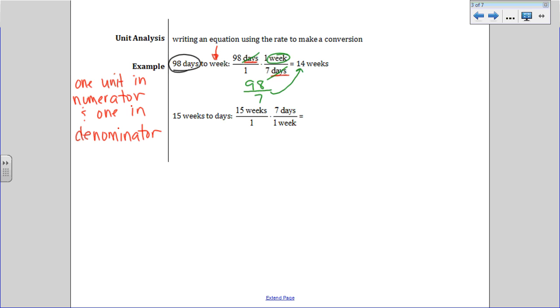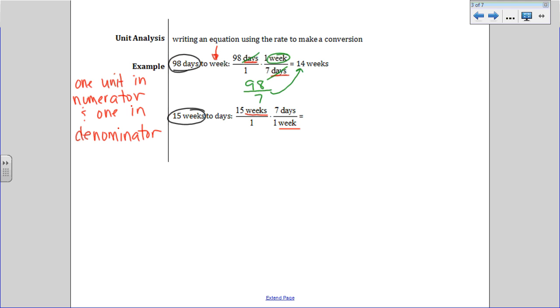If I need to convert weeks to days, it's the exact same process. Take what you want to convert, 15 weeks, and write it as a fraction over 1. So I have 15 weeks, notice we have to include our labels, over 1. I then have to write the ratio, the comparison of days and weeks, but this time because weeks is in the numerator, 1 week goes in my denominator. So you always have to make sure you're paying attention. It's not going to be the same fraction every time. The ratio is 7 days over 1 week.